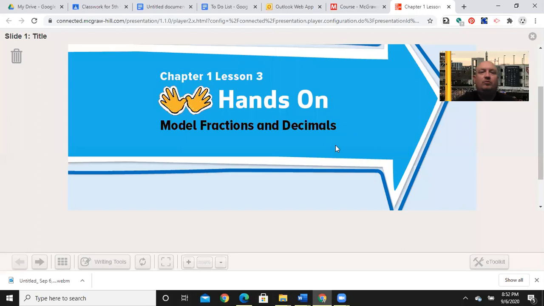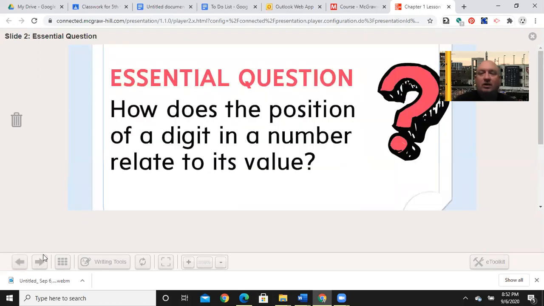Today's lesson is from Chapter 1, Lesson 3, Hands-on: Model Fractions and Decimals. Our essential question throughout this entire chapter is, how does the position of a digit in a number relate to its value? We talked a great deal in the first few lessons about whole numbers. Well, today we're also going to talk about decimals.